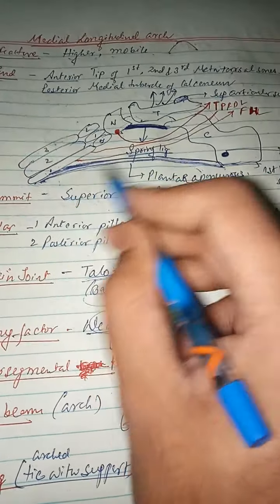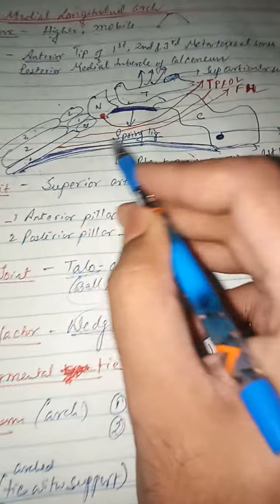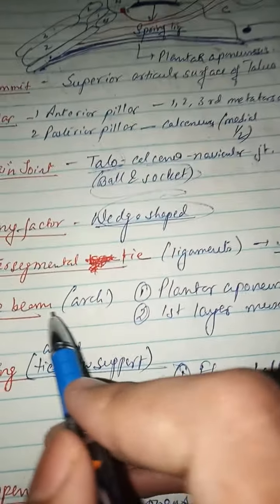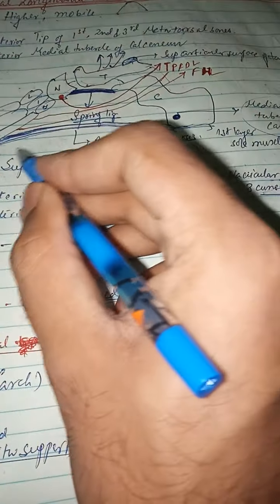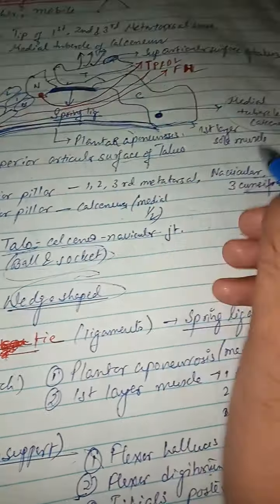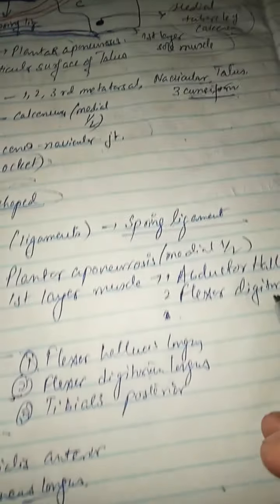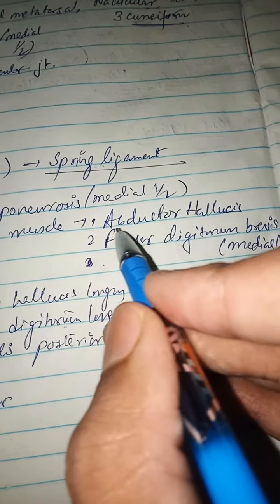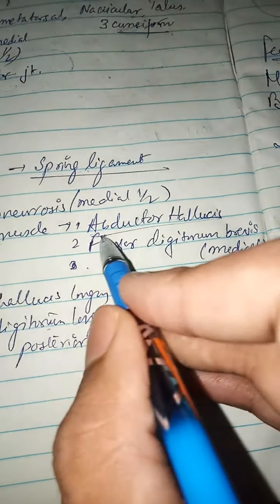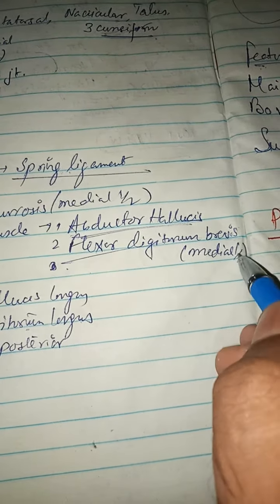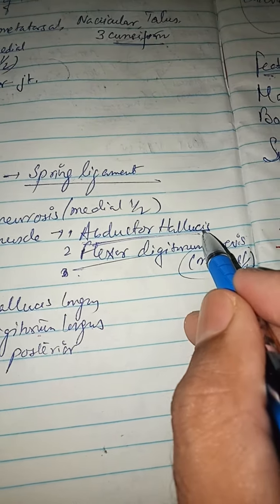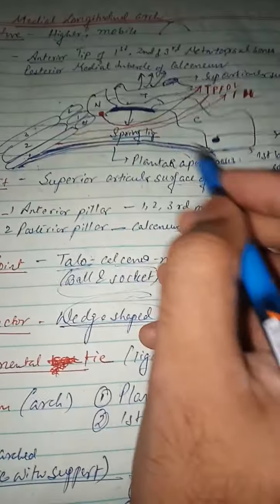Now coming to the tie beam which forms the arch. The tie beam is the one which forms the arch of the foot, the medial longitudinal arch. The arch is formed by the plantar aponeurosis, and above the plantar aponeurosis is the first layer of the sole muscles. Medially, the first layer consists of the abductor hallucis and the medial half of the flexor digitorum brevis, together with the medial half of the plantar aponeurosis, which forms the tie beam, that is, it forms the medial longitudinal arch.